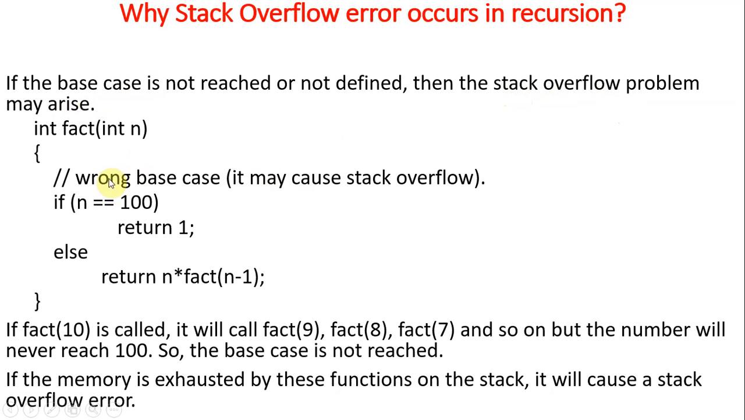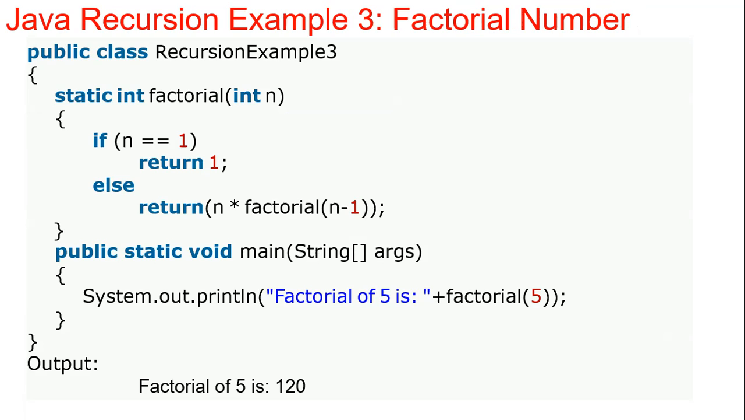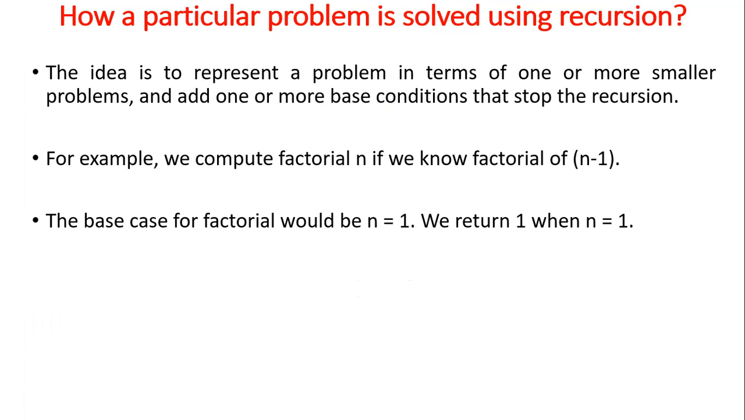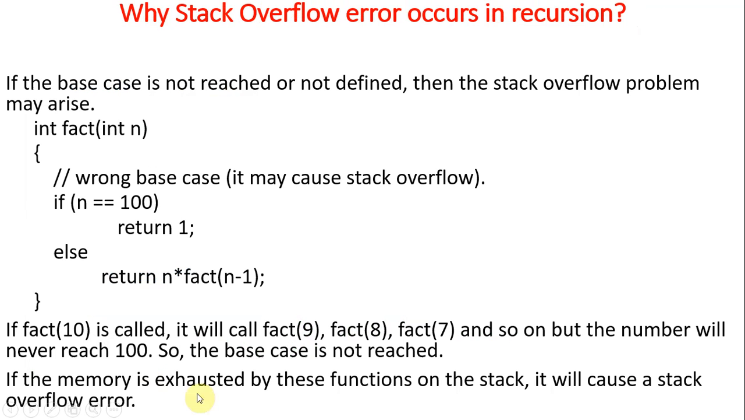What does it mean? You can take the same example, fact. Previously we took n equal to 1, right? But now what we are trying to specify here is 100. So if n equal to 100, then return 1, else we have to perform the same thing.